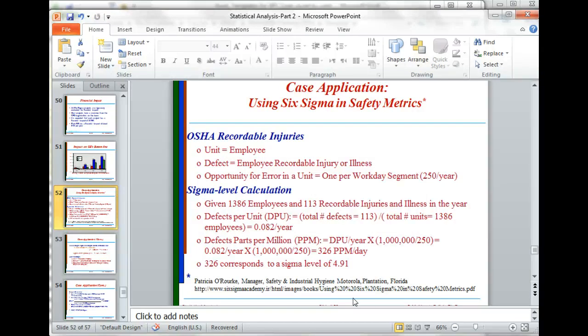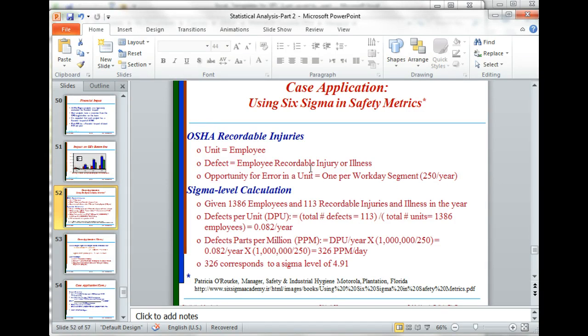Now I'm going to show you a different example. I showed you how to calculate the Six Sigma for a billing process, but let me also show you for an HR process. All companies, when they have problems, when employees get injured on the site, have to report it to OSHA. So at the end of the year, a company had to report how many injuries they had. And there are some definitions of what is a reportable injury. But this is a Motorola plant down in South Florida, so it's an actual case study.